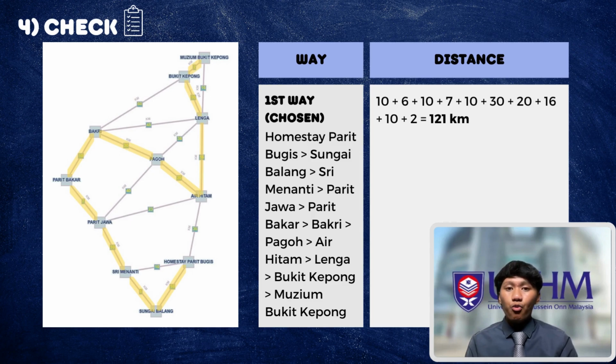On the slide, we can see there is the first way, which is the shortest that we have found. The road starts with homestay Parit Bugis, Sungai Balang, Seri Menanti, Parit Jawa, Parit Bakar, Bakri, Pagoh, Air Hitam, Lenga, Bukit Kepong, and finishes at Museum Bukit Kepong. The sum of distance that has been counted during this trip is 121 kilometers.